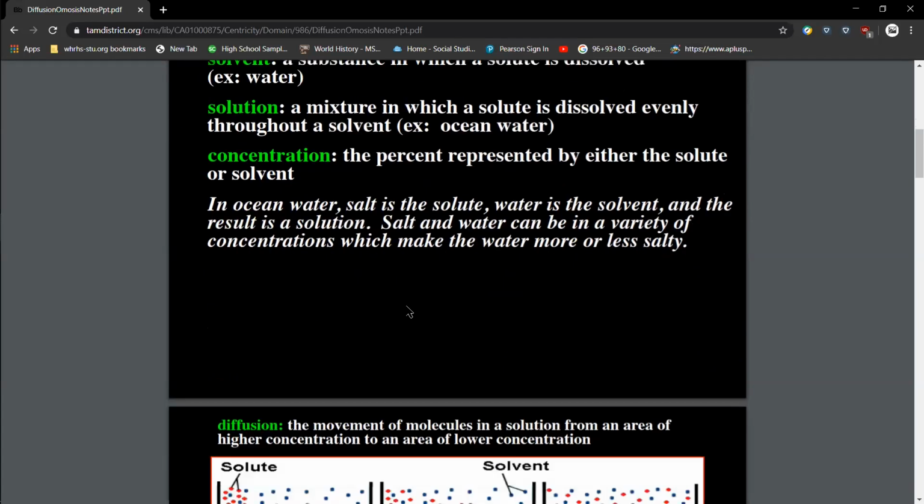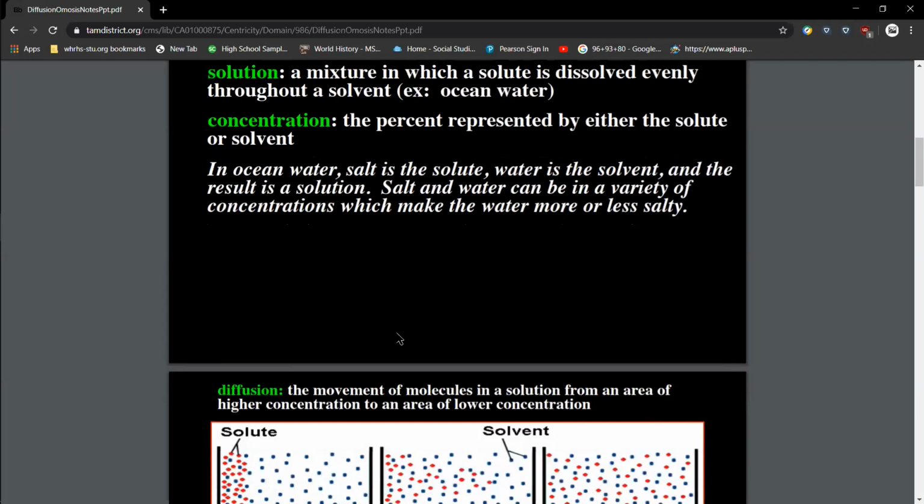So the concentration is the percent represented by either the solute or the solvent. In that previous example, we had the solute concentration being 2% on one side, 6% on the other, and the solvent concentration was 98% and 94%. Remember that concentration is kind of just like the amount of salt over the total amount of substance. So when they said there was 2% salt, that means that the amount of salt over the total amount of salt and water was 2%. That's how they came up with the concentration.